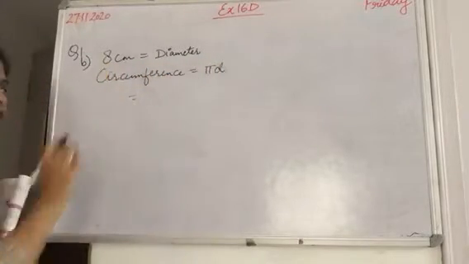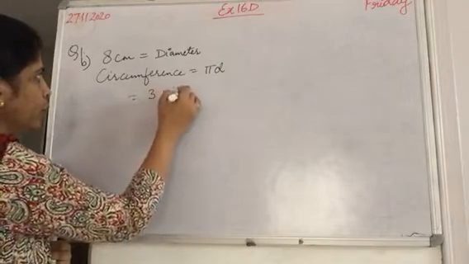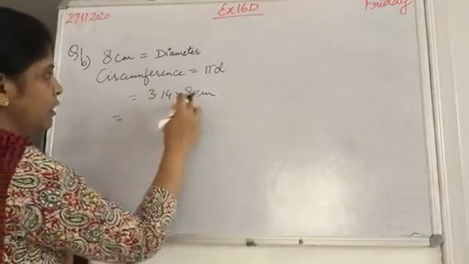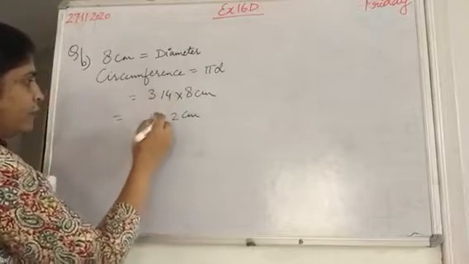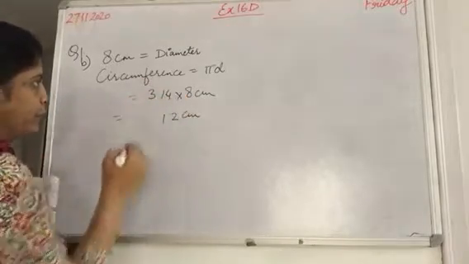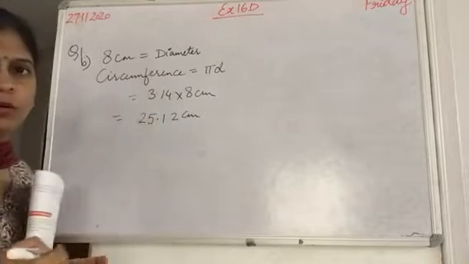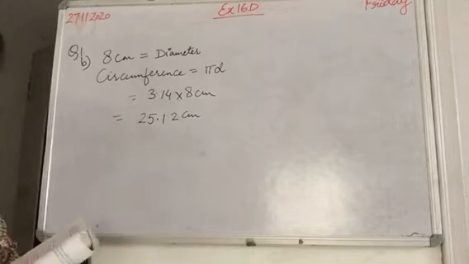Now 8 is not divisible by 7. So you take 3.14 into 8 centimeter. Now 8 4s are 32, carry 3, 8 1s are 8, 9, 10, 11, 1 carry 1, 8 3s are 24 and 1 25, 25.12 centimeter. Like this you will do all the parts.